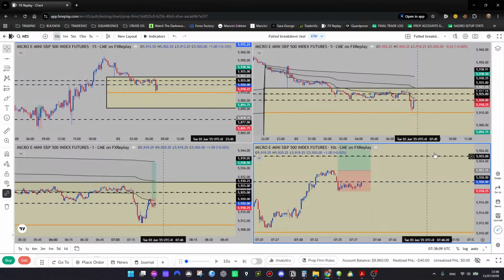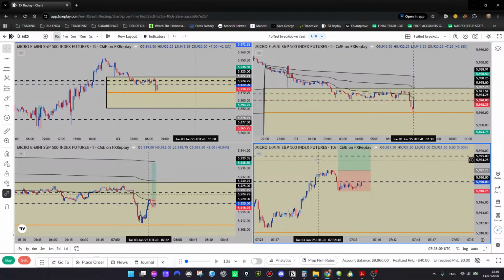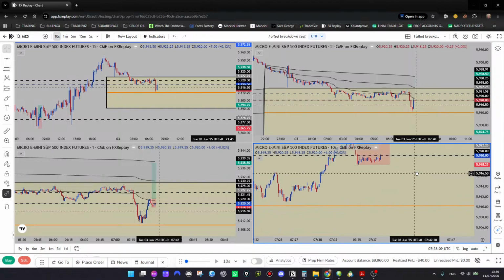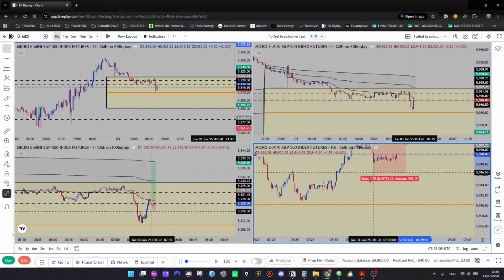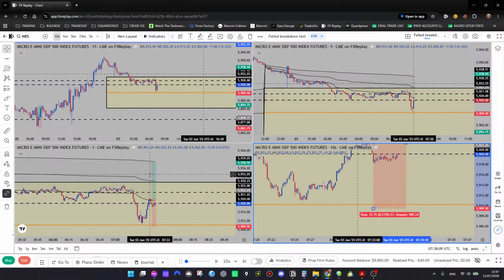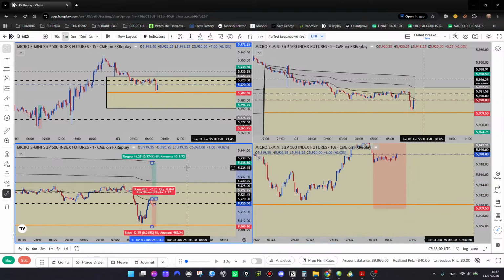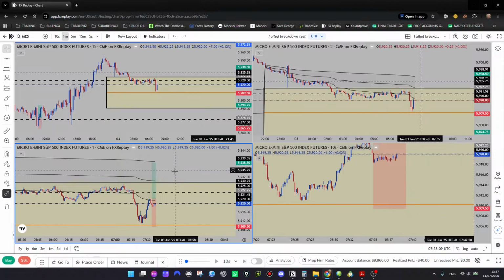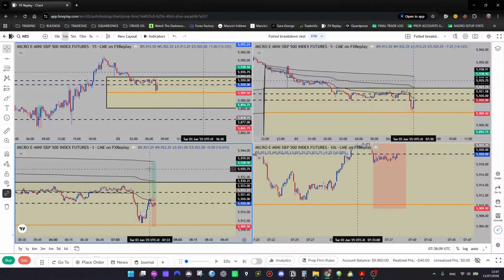Okay, in this case, I can take a second entry. Okay, I'm gonna take a second entry. This time, I'm gonna place it right below the lower. Okay, back here. Now we have a risk reward of 1.2, but I'm thinking of holding up to the DVA high, so it can be at 1.2 at least.